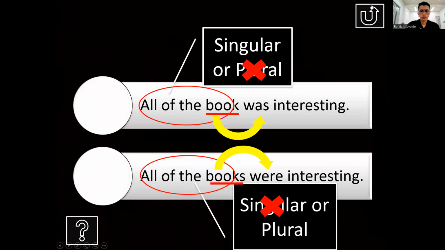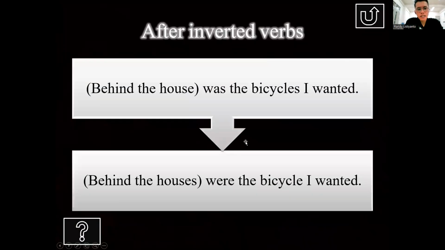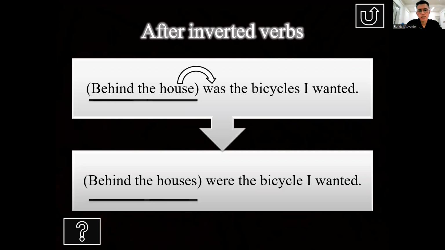Okay, let's move on to the second topic: after inverted verbs. Say the first sentence: behind the house was the bicycle I wanted. We all know that behind the house here is not the real subject, so we do not take it into consideration when we write down the verb. Behind the house is not the subject, it is a preposition. It is an adverb of place.